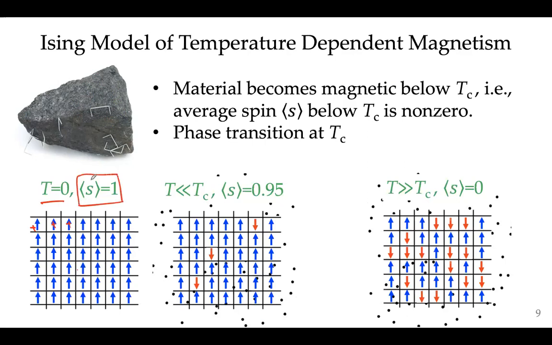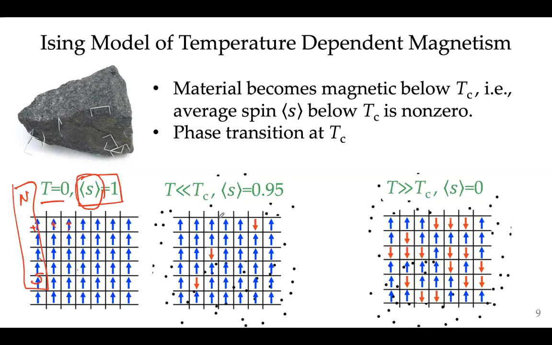So that means this is also called magnetism. So the spin average is 1. So the material is magnetic. So this setup creates, it's like a huge magnet.